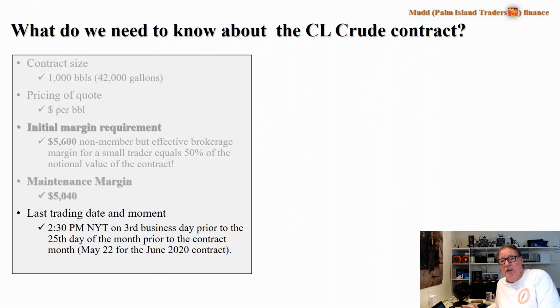And so it just wasn't there anymore, and it was settled based upon the settlement conditions that are actually fairly complicated. The last trading date and moment is 2:30 p.m. New York time on the third business day prior to the 25th day of the month prior to the contract month. So that's a lot, but all that's saying is for a June delivery, the last trading date is going to be in May, and in May it's going to be on the third business day prior to the 25th of May, and that turns out to be May 22nd for the June 2020 contract.